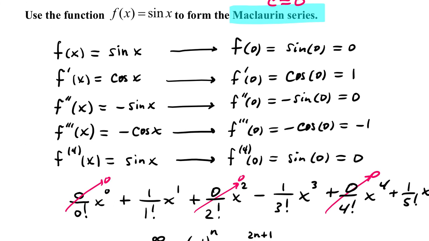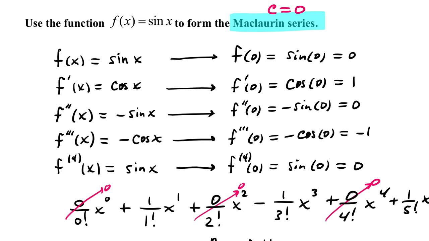Use the function f of x equals sine x to form the Maclaurin series. And because we're specifically told Maclaurin series, we know the center is going to be at 0. So what we want to do is establish a pattern, because we want to establish an expansion and see if we can figure out the summation notation for it. You start with your original function, sine of x, and then you keep taking derivatives. Sine eventually will turn back into itself.